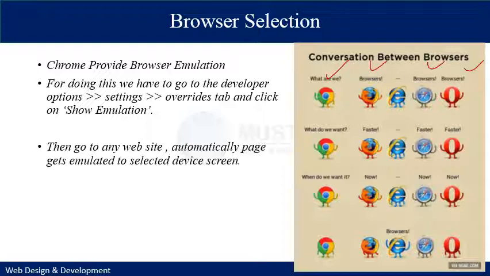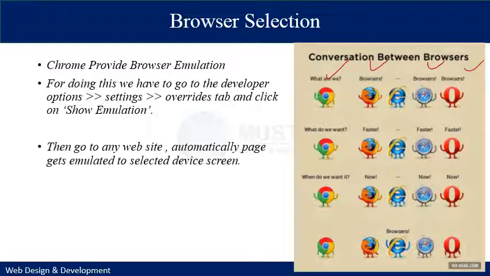For doing so, we have to go to the developer options in Google Chrome, and then go to the setting and override tab, and then click on the show emulation so that you can test your website in a number of devices and in a number of browser emulations. Then you can go to any website, automatically the page gets emulated to the selected device screen.